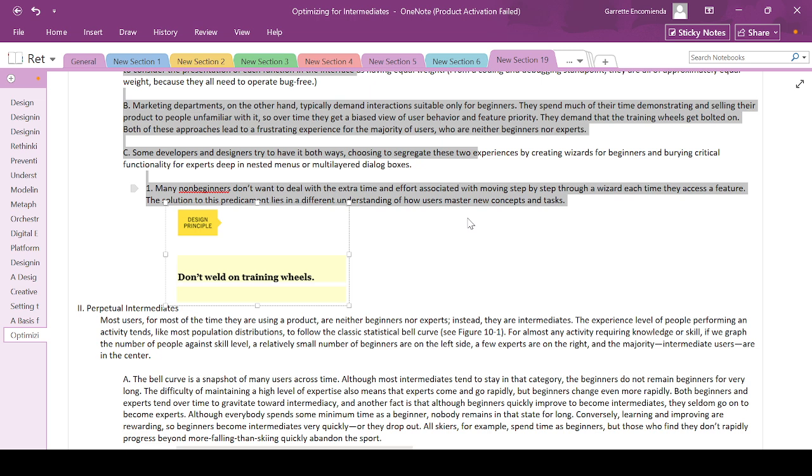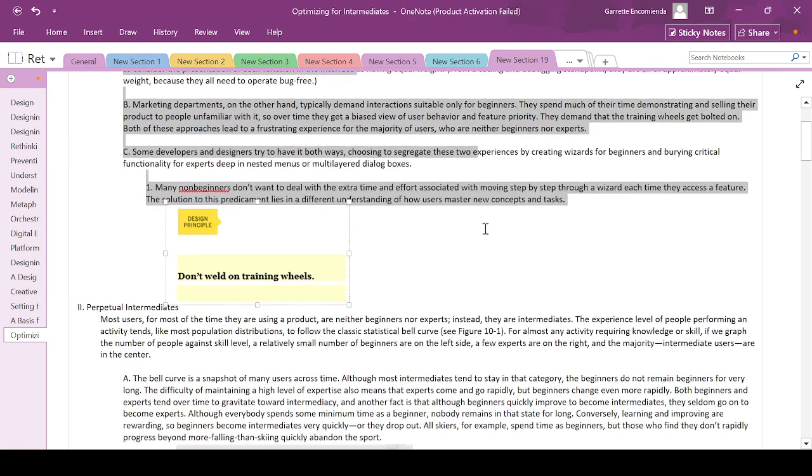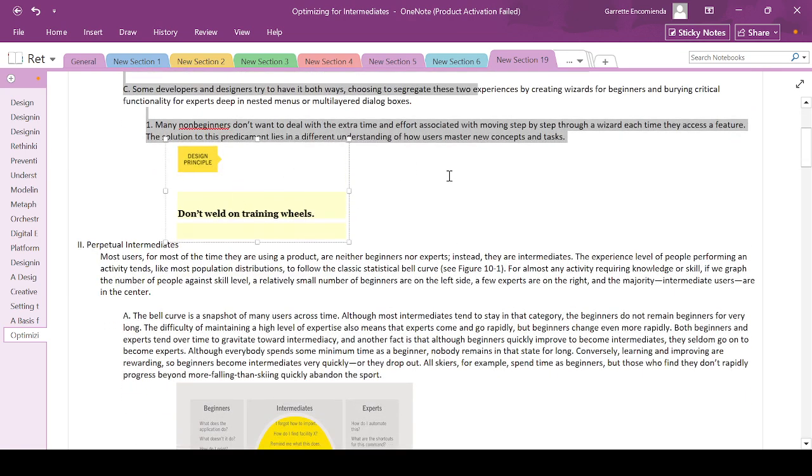Both of these approaches lead to a frustrating experience for the majority of users who are neither beginners nor experts. So as you can see, the habits of developers and marketing are hindering the approach to intermediates. Some developers and designers try to have it both ways, choosing to segregate these two experiences by creating wizards for beginners and burying critical functionality for experts deep in nested menus or multilayered dialog boxes.